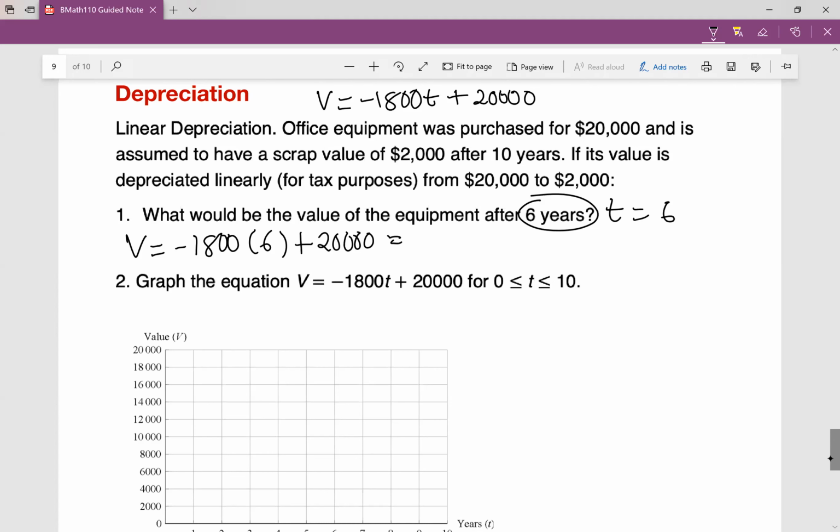20,000 minus 1,800 times 6 is 9,200 dollars. So the value after 6 years should be around $9,200.